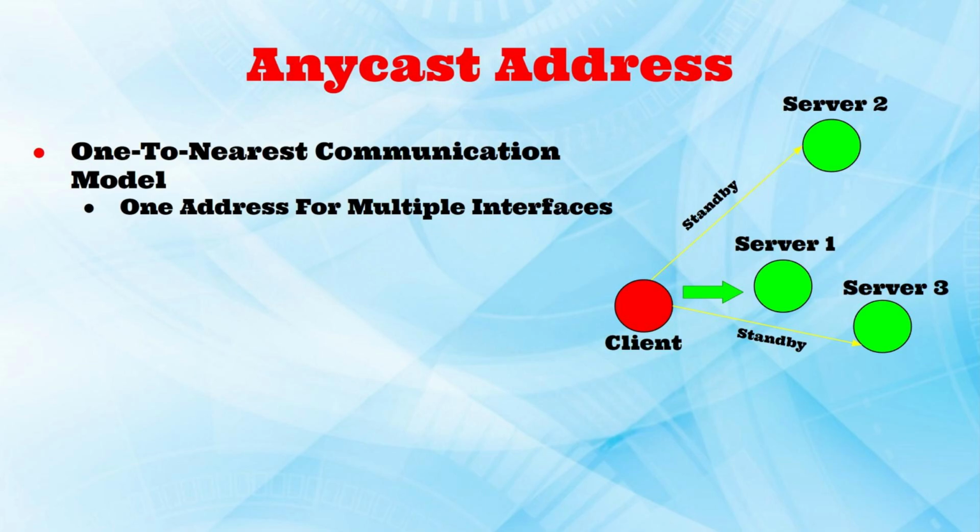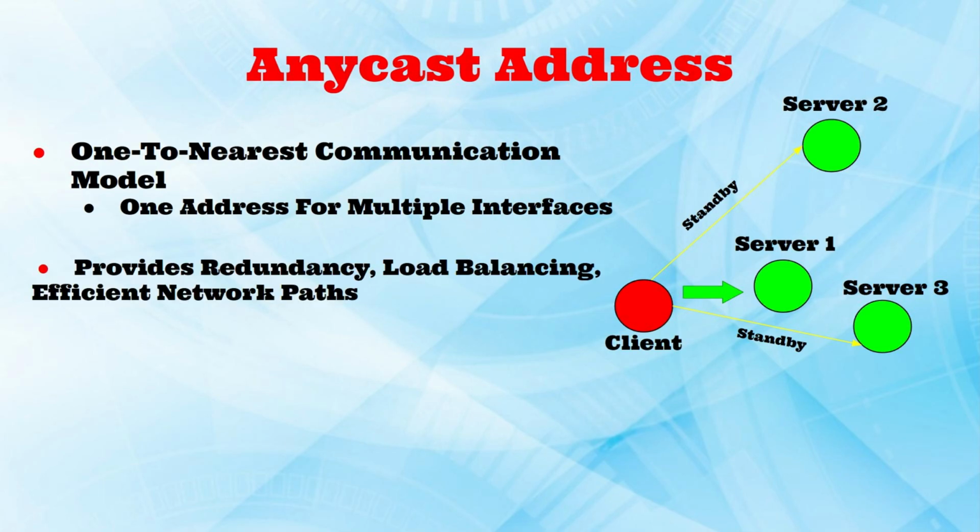This address is mainly associated with servers or routers, as it allows servers to be distributed around the world. In this model, the client can send data to all three servers. But when it comes to networking, we always want the most efficient path. Server 1 is the closest to the client, meaning all requests will be forwarded there. Since server 2 and 3 are further, they will be on standby in case the primary server goes offline. This provides redundancy, load balancing, and efficient network paths.